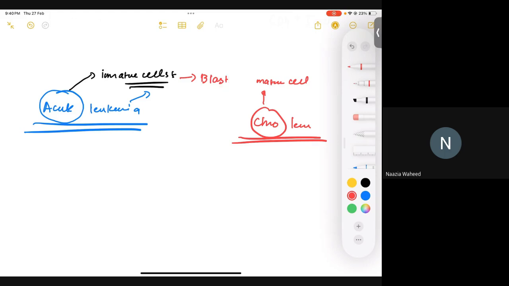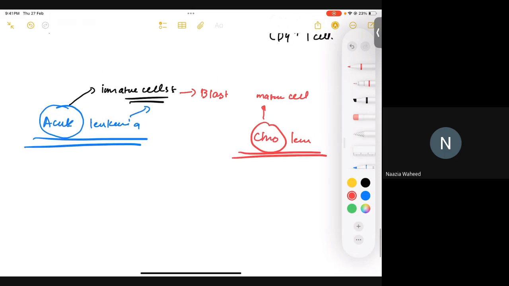Acute leukemia and chronic. Whenever you see the term acute, it means you are going to have neoplastic proliferation of immature cells or blasts. Whenever you see the term chronic leukemia, it means that you are going to have neoplastic proliferation of the mature cells. We are going to discuss each one. Is that clear? Yes, clear, doc.